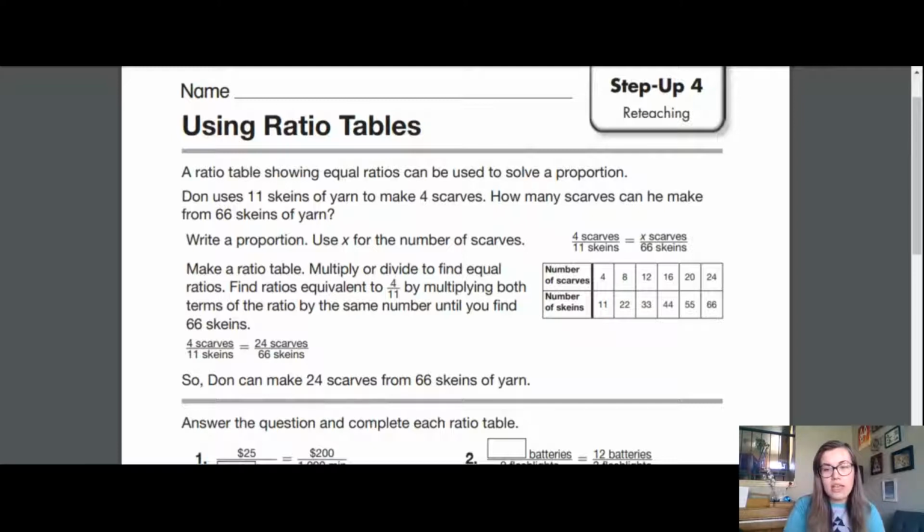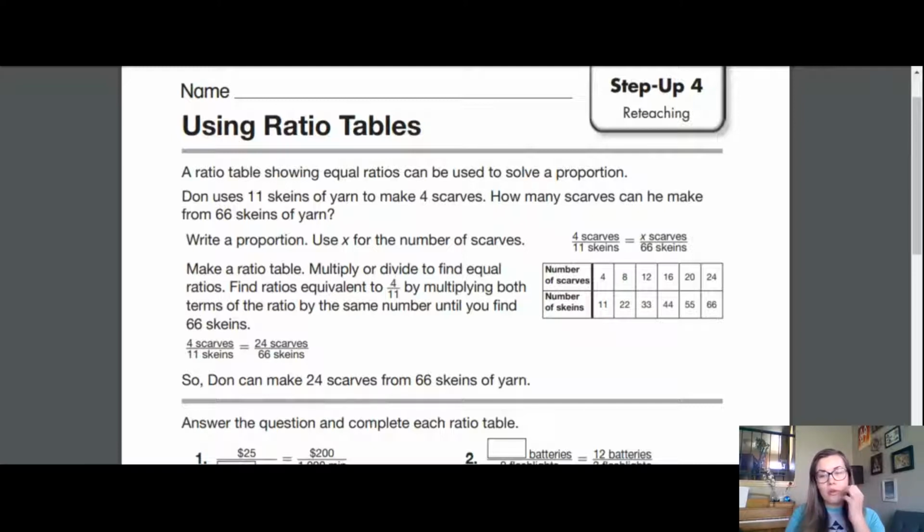So if you look at this table, let me see if I can zoom in a bit. If you look at this table, they have kind of done it for you. So they had 4 to 11. That was our first original proportion. And now they have 8 and 22. And now I would have to think, okay, so how did they get 8 and 22? Well, from 4 to 8, I can multiply by 2. Let's see if it works for 11. 11 times 2, is that 22? Yep, they did.